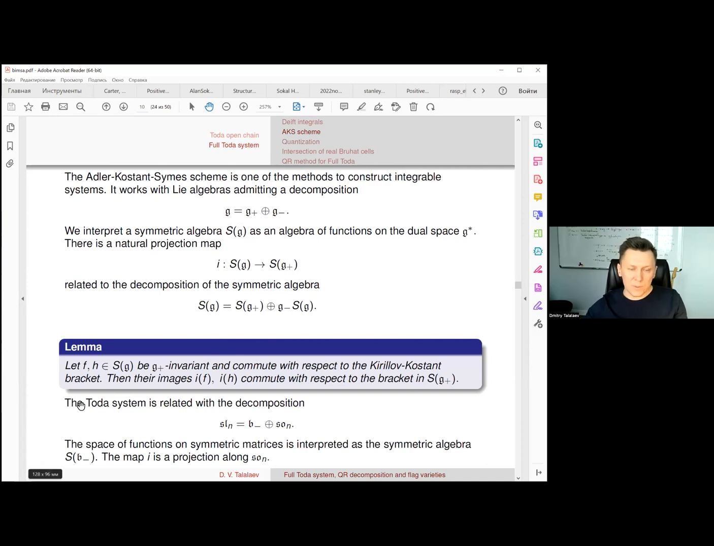So the principal observation is the following: the full symmetric Toda system can be obtained by the scheme applied to this type of decomposition. So SL_N can be decomposed as the direct sum of B minus and the compact subalgebra, and the space of functions on symmetric matrices is just the symmetric algebra of B minus. So the map I is a projection along the compact Lie subalgebra.